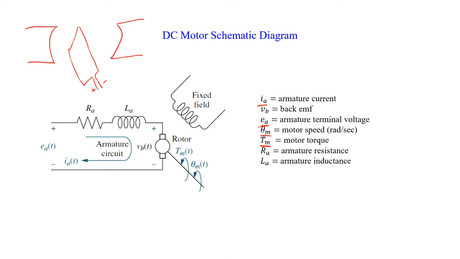Now whenever a coil rotates in the magnetic field, then according to Faraday's law, there will be some back EMF produced in the coil. There will be some voltages produced in the coil, which is called the back EMF, VB. And apart from them, we have RA, the armature resistance, and LA, the armature inductance.